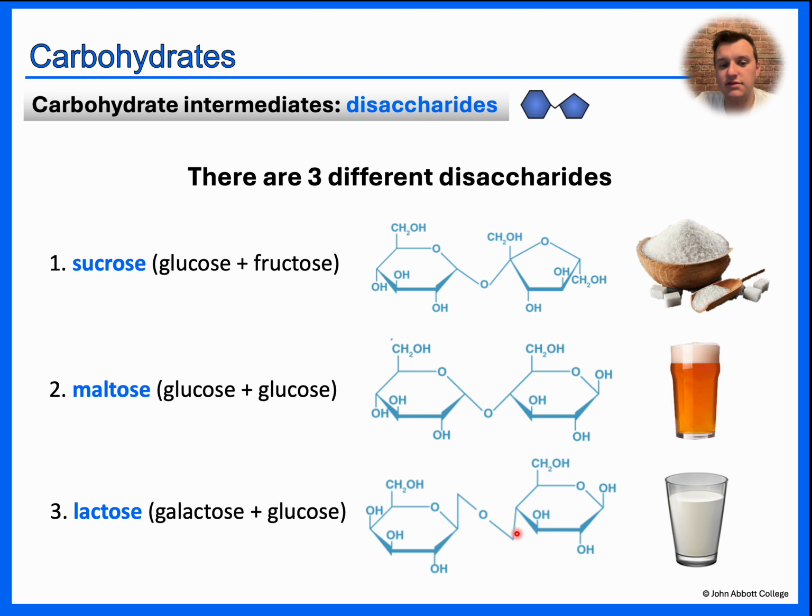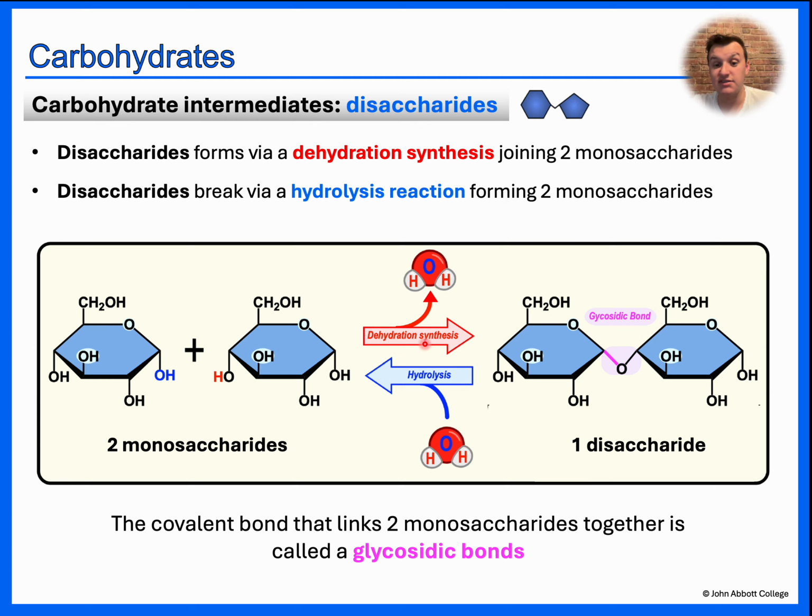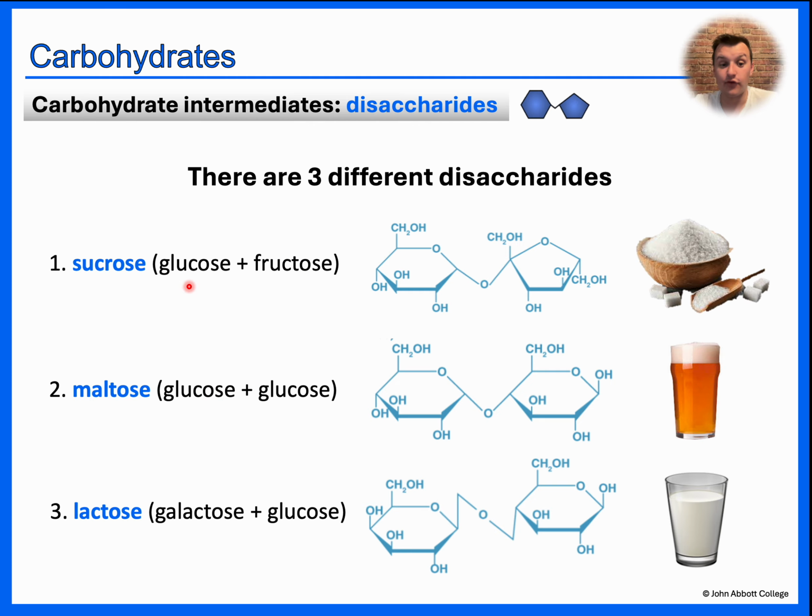So these are disaccharides, and we form them through a dehydration synthesis reaction. They are formed by building glucose and fructose together, and taking glucose and glucose together.